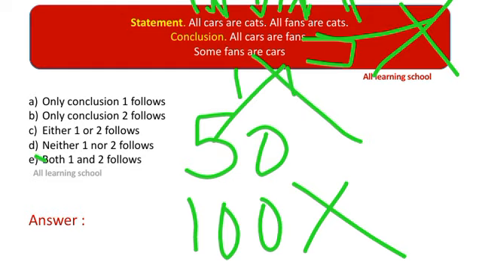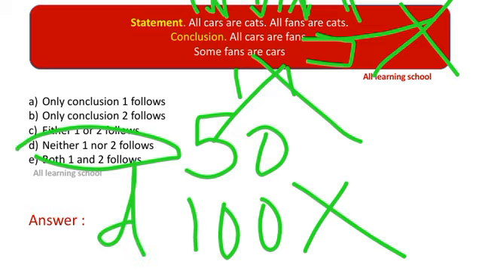So neither 1 nor 2 will be followed. Delta will be the correct option.